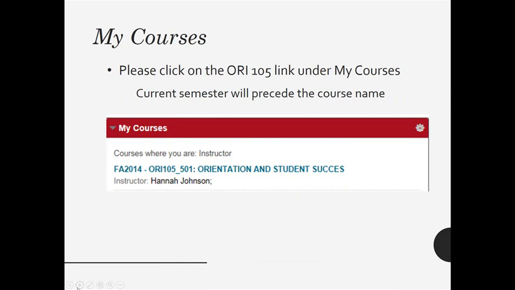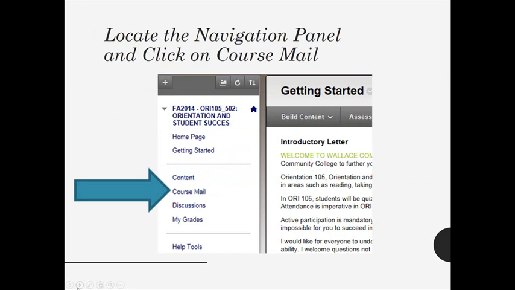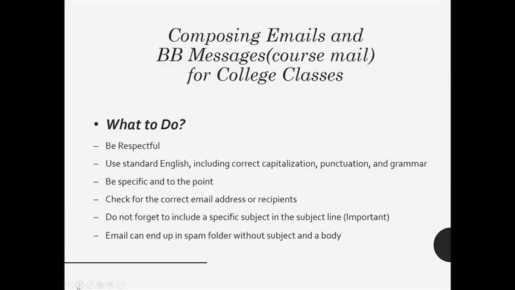Once logged in on the My Institution homepage, you should be able to see a link to each class that you're registered in this semester under My Courses, including a link to your orientation class. Once in your class, you'll be able to access Course Mail by clicking on Course Mail in the toolbar to the left side of the screen. Please note that Course Mail and Wallace Student Email are two completely different systems.